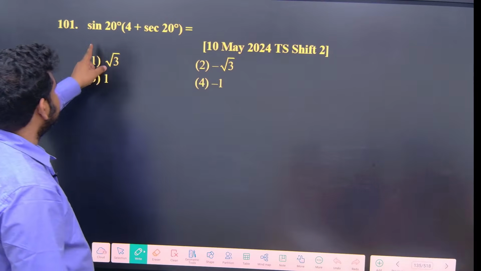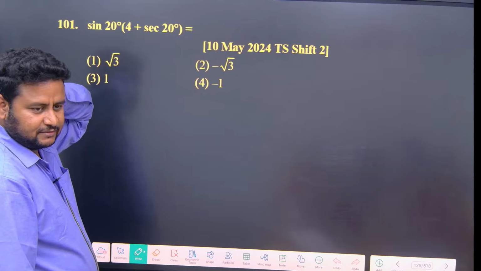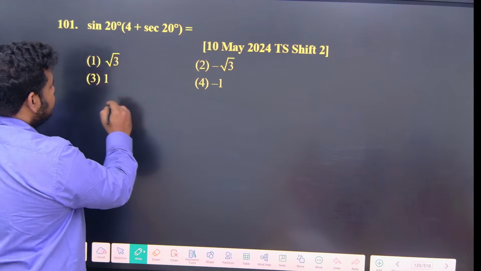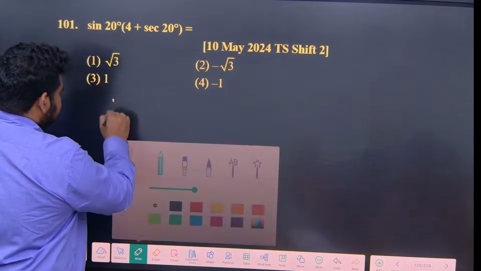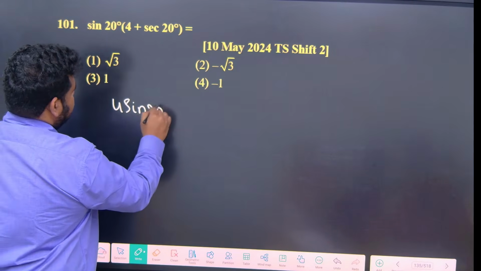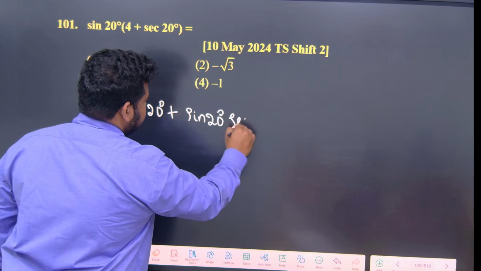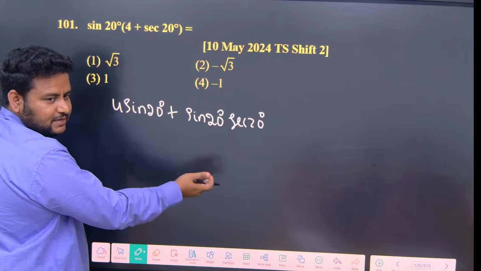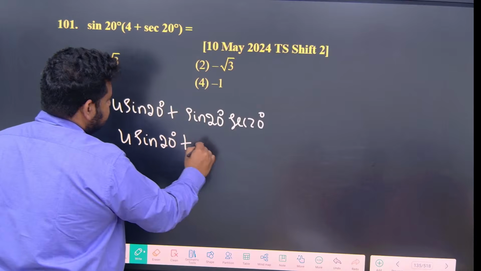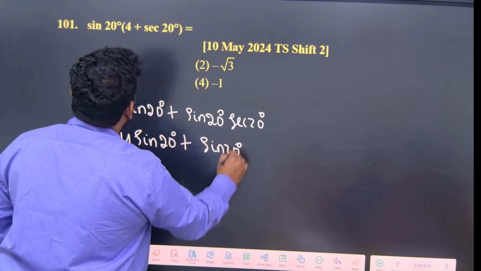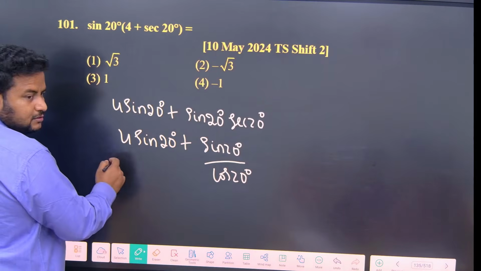So see here, sin 20 plus 4 into 4 plus sin 20 into 4 plus secant 20 is given. Okay. So what we will do first, we will multiply. We will get 4 times sin 20 plus sin 20 into secant 20. Correct, no? So secant 20 can be written as 1 by cos. So 4 times sin 20 plus sin 20 by cos 20. Okay. So this 4 is there. Correct.